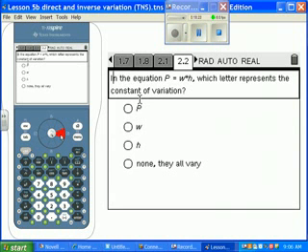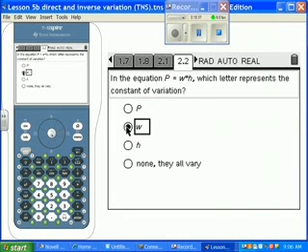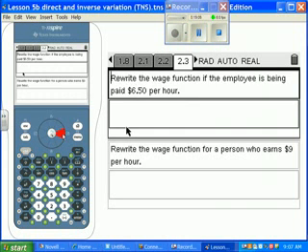Okay. So let's look at the next page. P equals W times H. In the equation P equals W times H, which letter represents the constant of variation? None, they all vary. So careful. Actually, it's W. Why is it W? Look at how it's set up. Your wage is always the same. What does constant mean? Doesn't change. You can work different hours, that's a different variation, but your wage never changes. The constant of variation is something that doesn't change. It's right in the term. The only thing that's not changing is W. That's your wage. Okay?